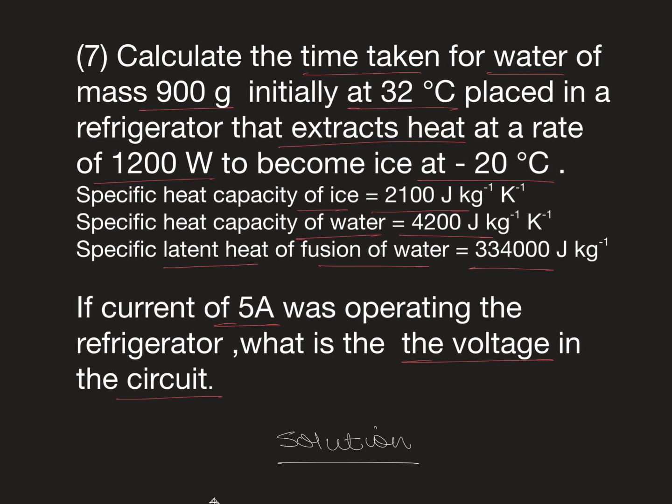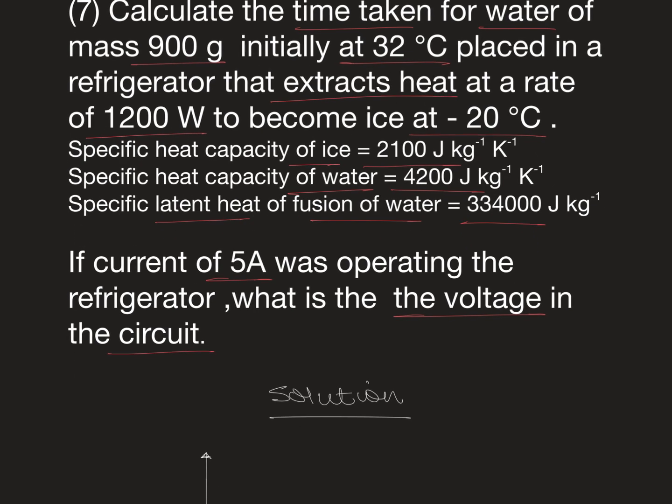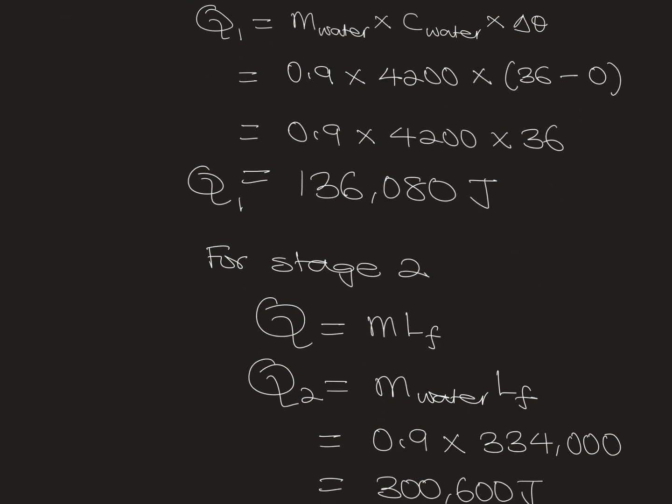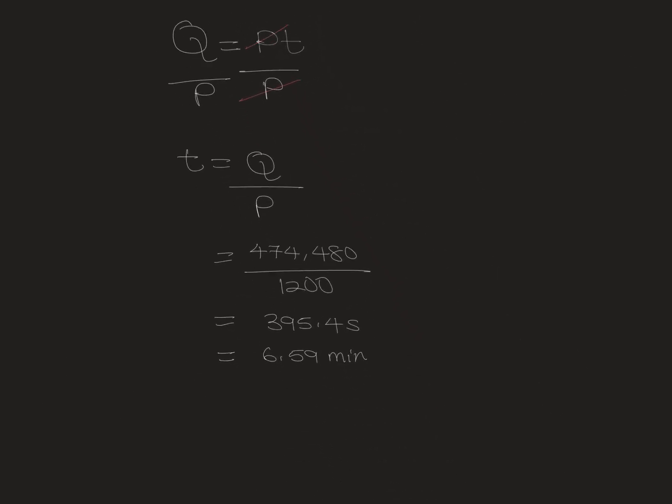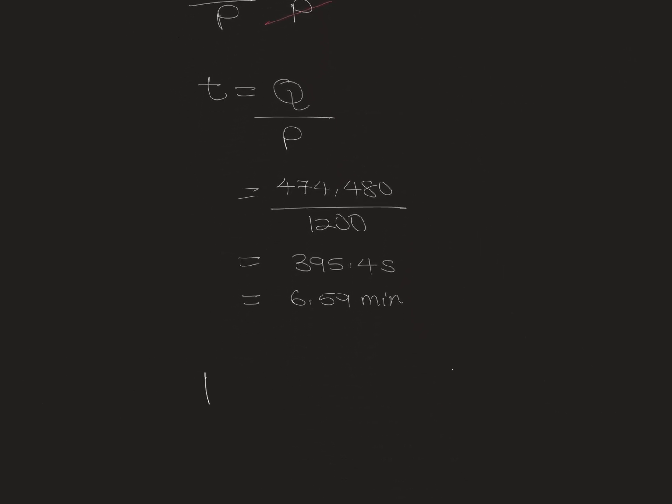So the question also states that if a current of 5 amps was operating the refrigerator, what is the voltage in the circuit? We are given current and we know the power here. So we know that power is current times voltage. Power is equal to current times the voltage.